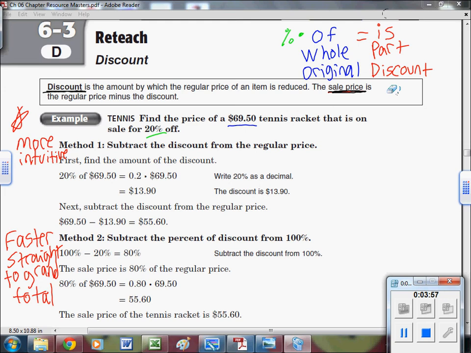So for this question, 20%, we have to multiply that, but you can't do it until it's a decimal. So move the decimal place over twice. So it's 0.2 or 0.20 if you like to see that zero there. We're going to multiply that by the $69.50.